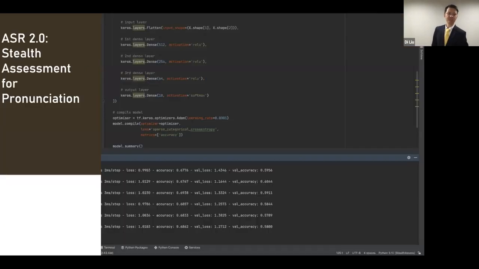So what I envision as ASR 2.0 is a STEELS assessment for pronunciation, which will provide feedback at the phoneme level. And it's going to consolidate data to show which sounds are problematic. And it's going to provide feedback to help teachers in identifying errors and teaching errors. And this is just a machine learning model that I was training.